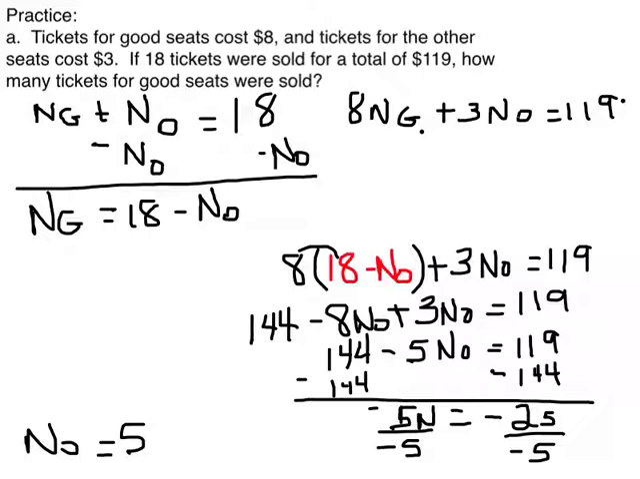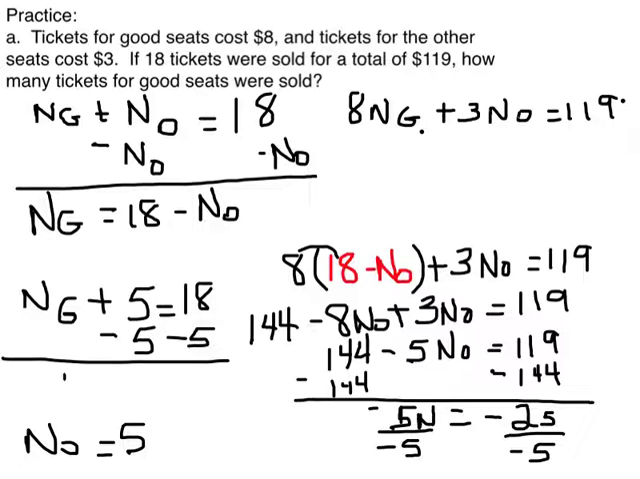If NG plus NO equals 18, NG plus 5 equals 18. Subtract 5 from both sides. We find that NG is equal to 13. So 13 good tickets and 5 others.